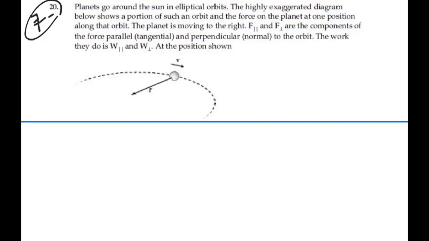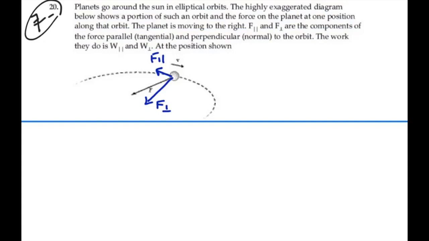The planet is moving to the right. F parallel and F perpendicular are components of the force tangential and perpendicular, or normal, to the orbit. The work they do is work parallel and work perpendicular at the position shown, and we want to find out how these work relate to this action. Well, if we look at this force, we have, as they mentioned, two components of this force. We have a component that is perpendicular, which is normal to the orbit, and we have a component that is parallel.